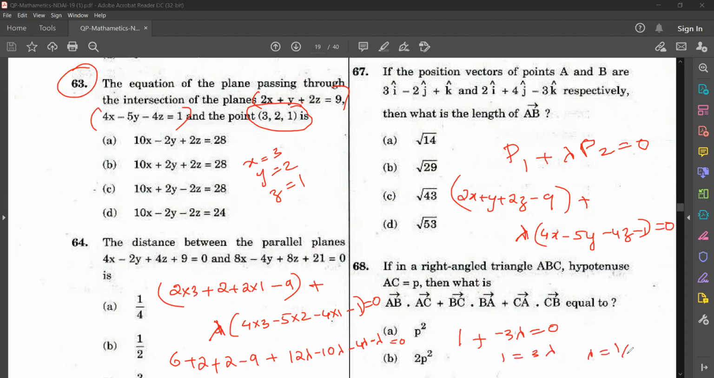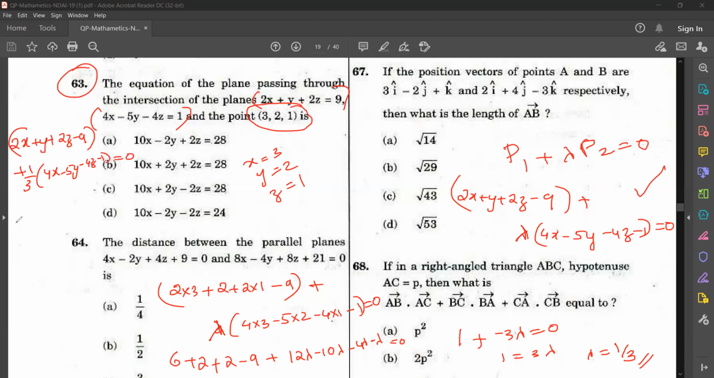Lambda you get as 1 by 3. Are you getting lambda as 1 by 3? Yes. Lambda is equal to 1 by 3. Now you have to find the equation of the plane. So substitute lambda here. We have found out lambda. Now substitute lambda here. So 2x plus y plus 2z minus 9 plus lambda, which is 1 by 3, into 4x minus 5y minus 4z minus 1 equal to 0.